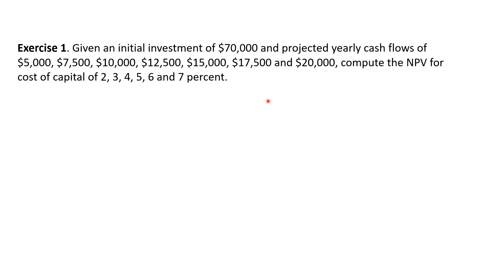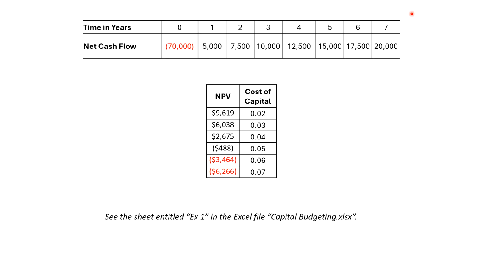This is pretty straightforward if you've listened to the other two lessons. So I have the answer here for our exercise number 1. The information we're given is shown up in the table at the top here. You have the number of years, the initial investment, and then the net cash flows. Then you have the calculation for the NPV based on different cost of capital. And you can see that there's a positive NPV up to 5%, and then after 5%, you start getting into negative territory.